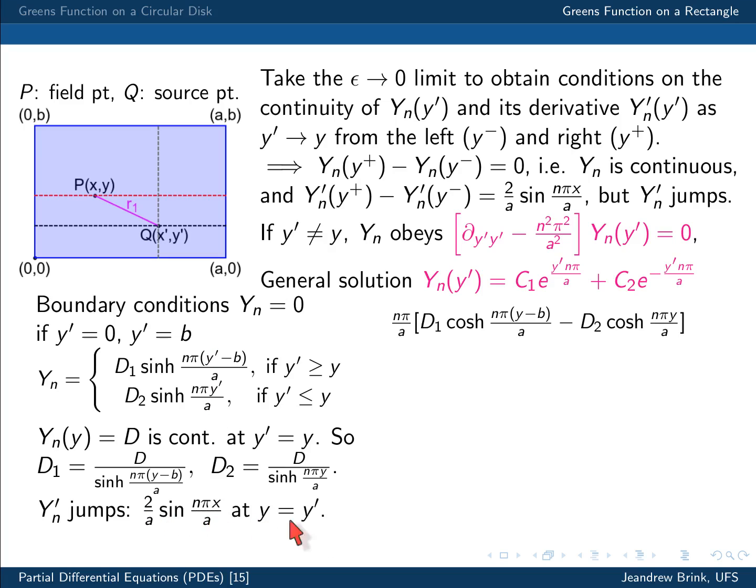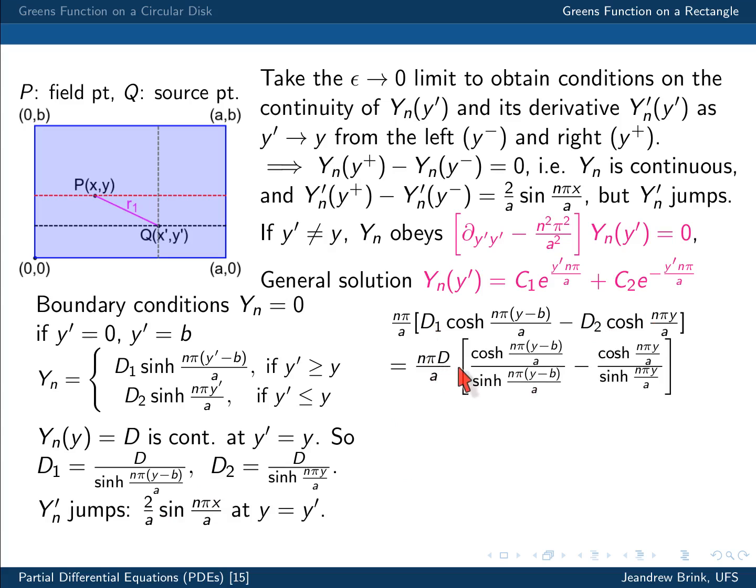Okay, so here I write out the difference of the derivatives. So it's basically, here you have cosh of the argument multiplied by the derivative with respect to y, which I've taken out. And you have d2 of cosh of the derivative of that bottom one, where I've taken n pi over a out. Then I substitute what I've derived for d1 and d2 to be in terms of d. Okay, so there we go.